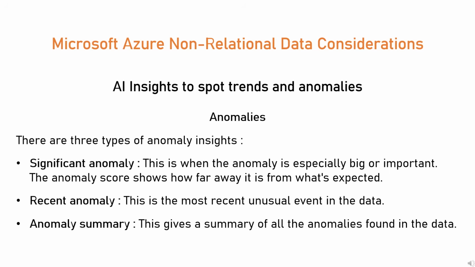There are three types of anomaly insights. Significant anomaly. This is when the anomaly is especially big or important. The anomaly score shows how far away it is from what's expected. Recent anomaly. This is the most recent unusual event in the data. Anomaly summary. This gives a summary of all the anomalies found in the data.